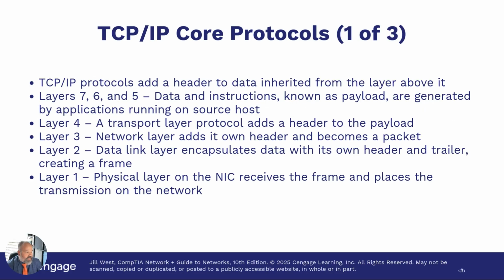First, we're going to look at TCP/IP core protocols. And when we talk about that, I want you to imagine you're sending a letter. Before it can go in the mailbox, it needs a few things. First, you need to write the message, and that message is what's called your payload. Then you put that into an envelope, and that envelope is like a header added at the transport layer. Next, you put that envelope in a box with the address on it, and that's the network layer adding its own header and turning it into a packet.